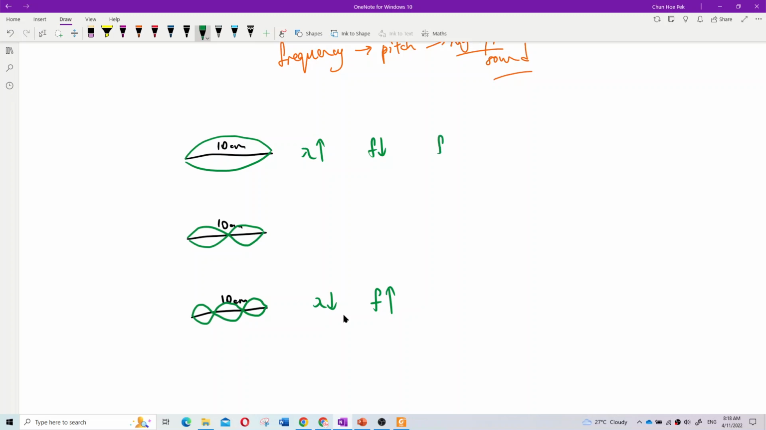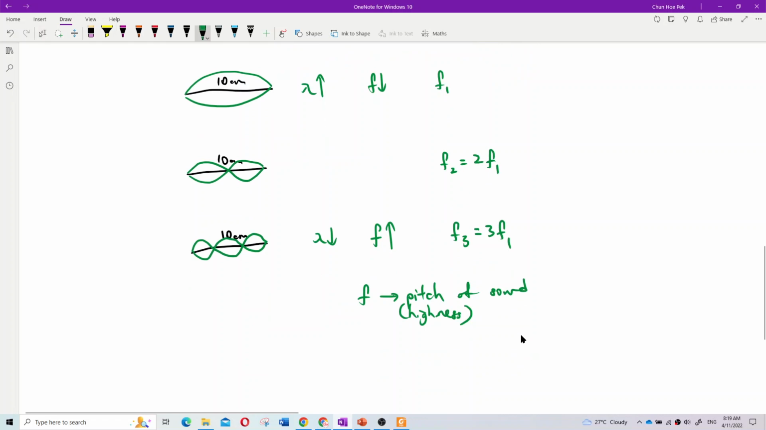Understand? So actually, this is considered as F1. This is F2 equal twice F1, and then later F3 is 3 times F1. That means the sound, if produced, is 3 times higher. Frequency is actually the pitch of sound. Pitch means what? Highness of sound. Yeah, highness of sound. Ketinggian suara. Ya, ketinggian bunyi.